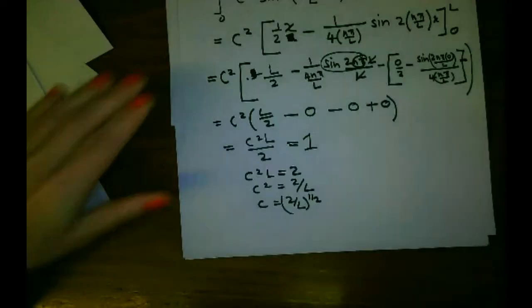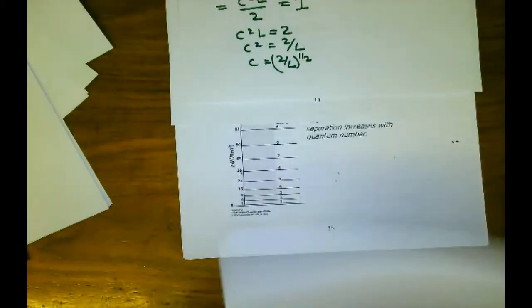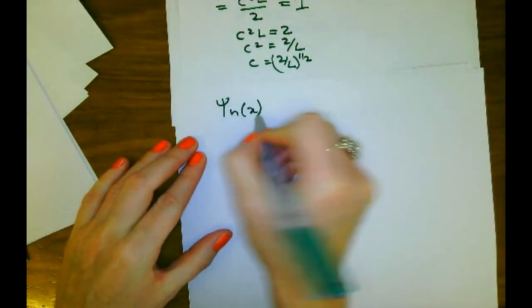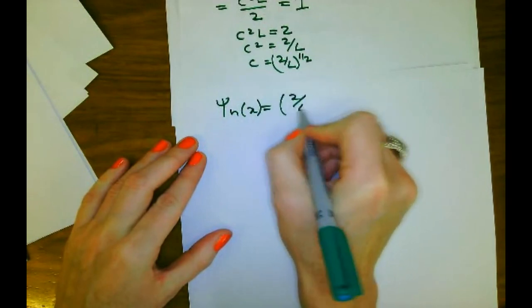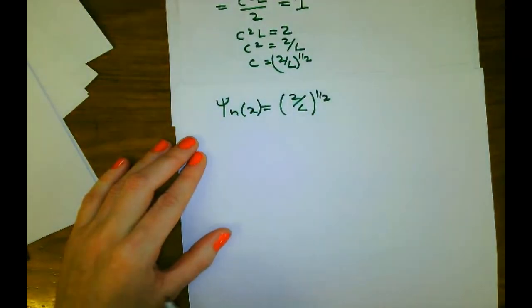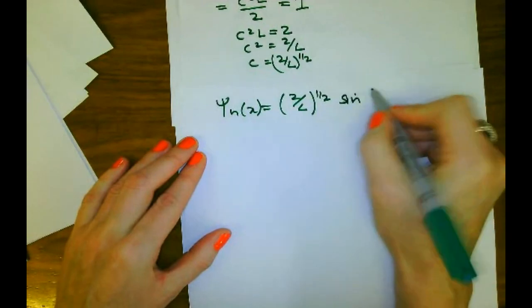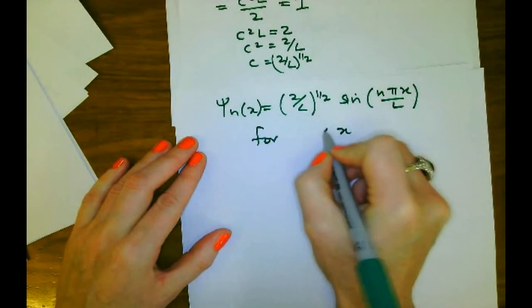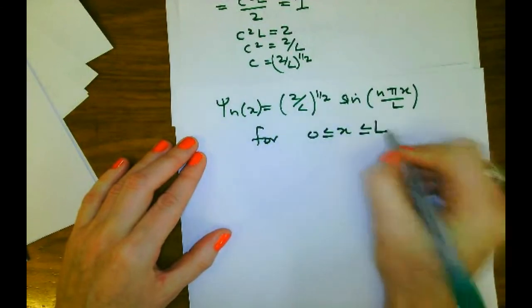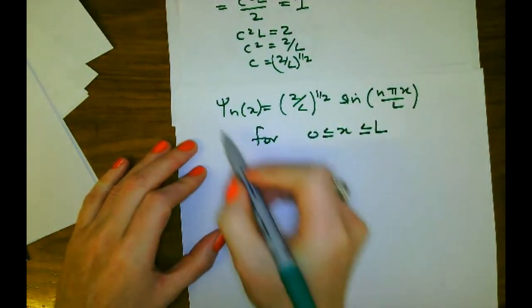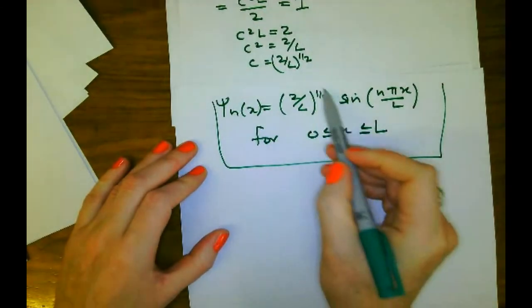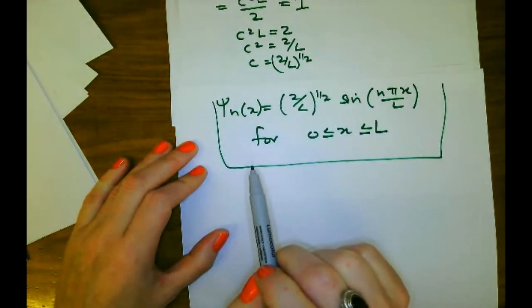So if we were to write out the full normalized wave function, instead of c, we write the normalization constant, and this is for x between 0 and L. So there we have the normalized wave function for the particle in a 1D box system after we have determined the normalization constant.